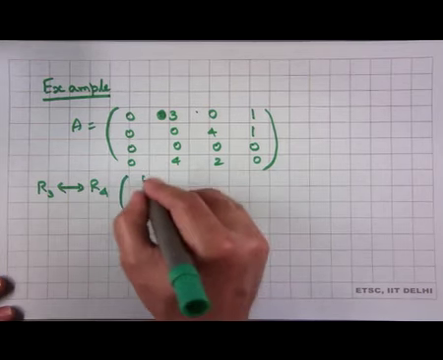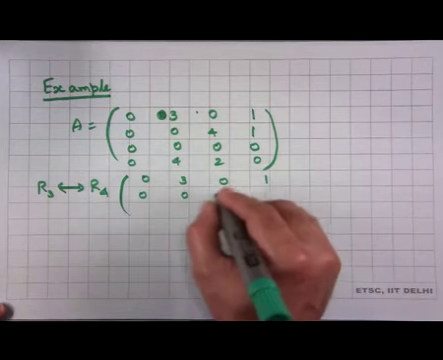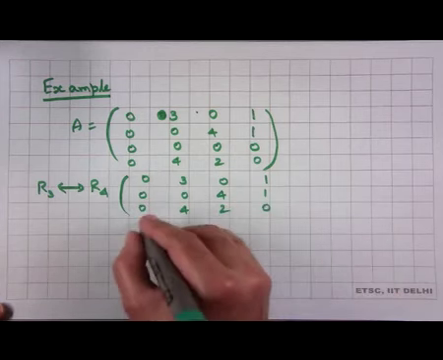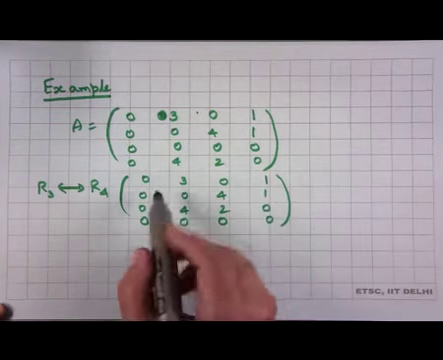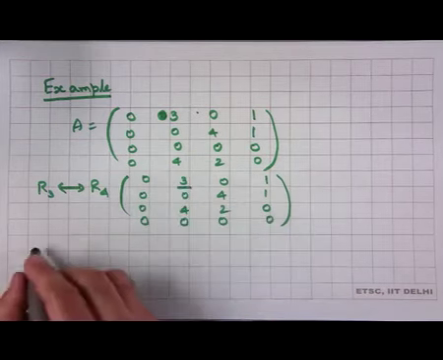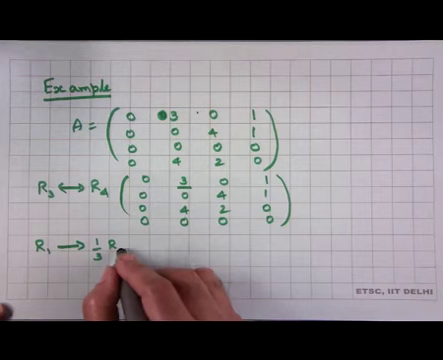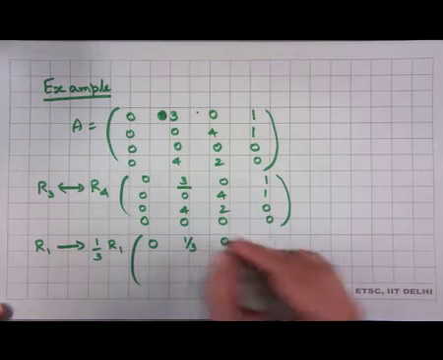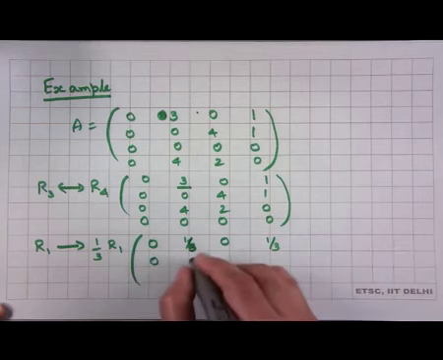What we will have is 0 3 0 1, 0 0 4 1, 0 4 2 0, 0 0 0 0. Look for the first non-zero column, which is the first one, and the first non-zero element is this 3. So, let us try to convert it into 1. R1 is replaced by 1 by 3 times R1. What we will have is 0 1 by 3 0 1 by 3. Other rows remain unchanged.